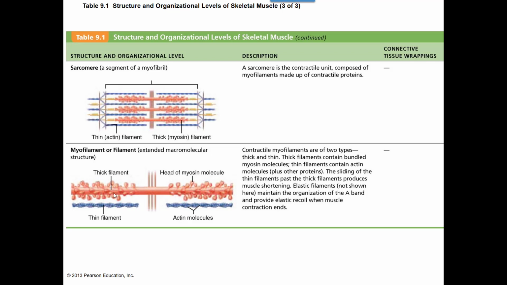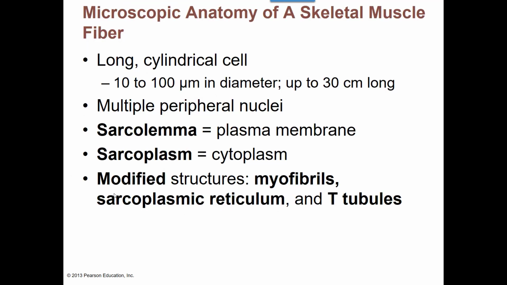Now, the actual skeletal muscle fiber itself, the cell, is one huge long cylindrical cell. They can be between 10 and 100 micrometers in diameter, so not very wide, but they can be up to 30 centimeters long. That can easily run the entire length of your thigh muscles. They have multiple nuclei all hanging out on the edge.